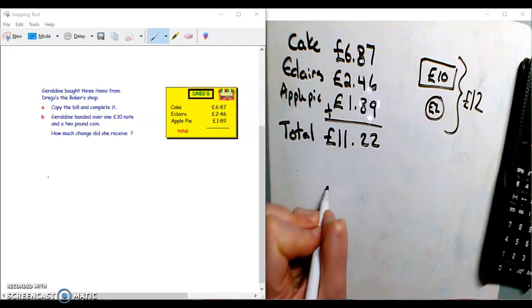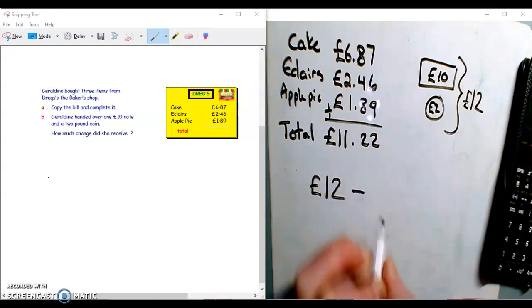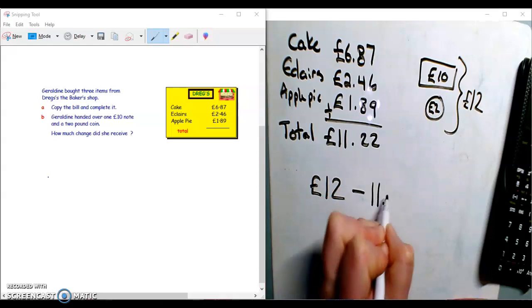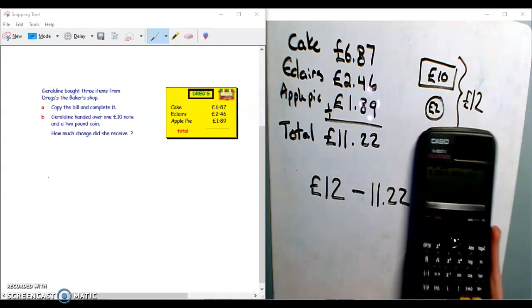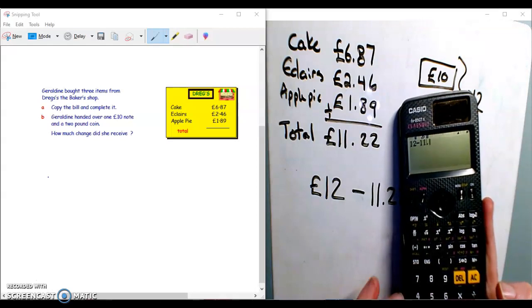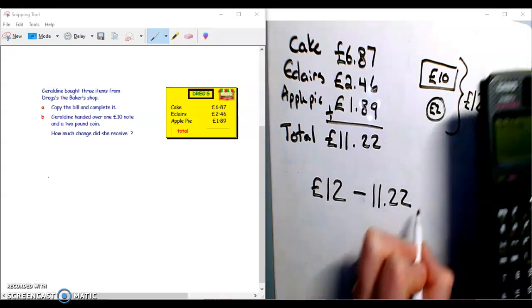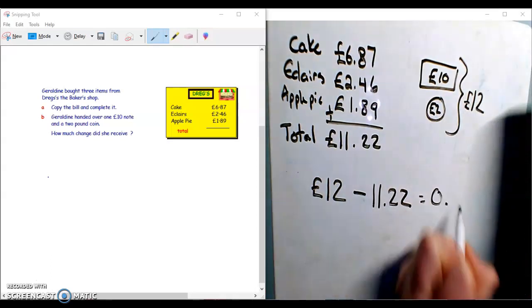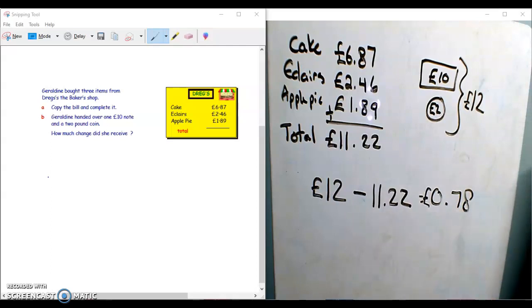So to get the change, we know she's passed over £12 and it cost £11.22. So we have to find the difference. We have to subtract. So again, on our calculators, we will go 12 minus £11.22, and we will get 0.78. So what this tells us in pounds and pence, that she's going to get 78p back in change.